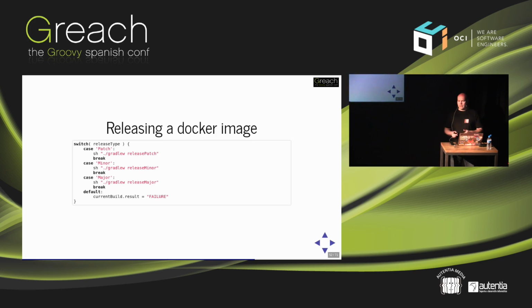So as you saw before, I can choose to release a patch, a major, and a minor. So this is plain Groovy. I just do a switch on the release type and invoke the corresponding Gradle job. And in case something has gone wrong and I didn't get the right input, I can also do a failure there.